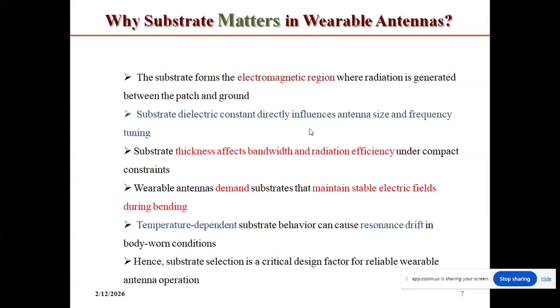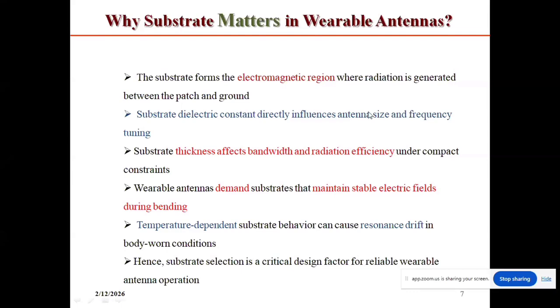That is required. Temperature-dependent substrate behavior can cause resonance shifts, which can be exploited using this temperature-dependent principle. In this way, the substrate plays a major role. The substrate affects most of the important parameters of the antenna: it affects the bandwidth, the radiation efficiency, and the antenna size. So these are the critical parameters for a wearable antenna.